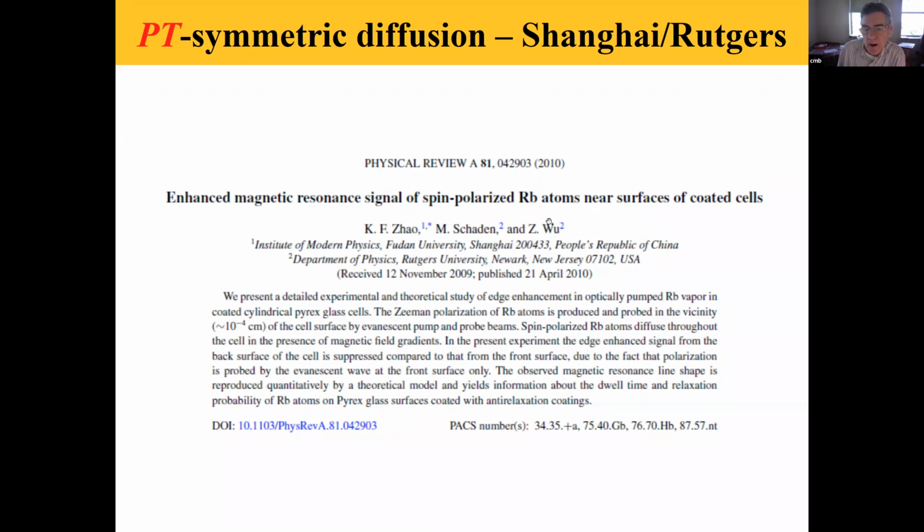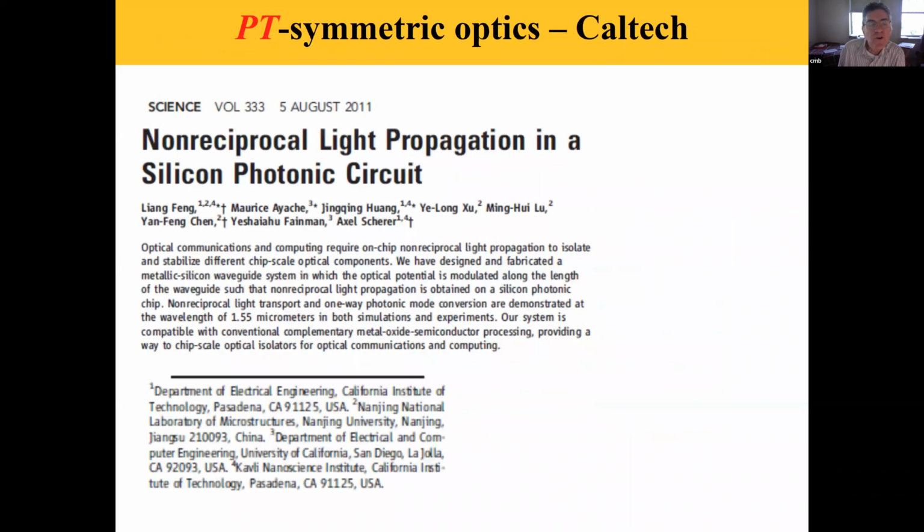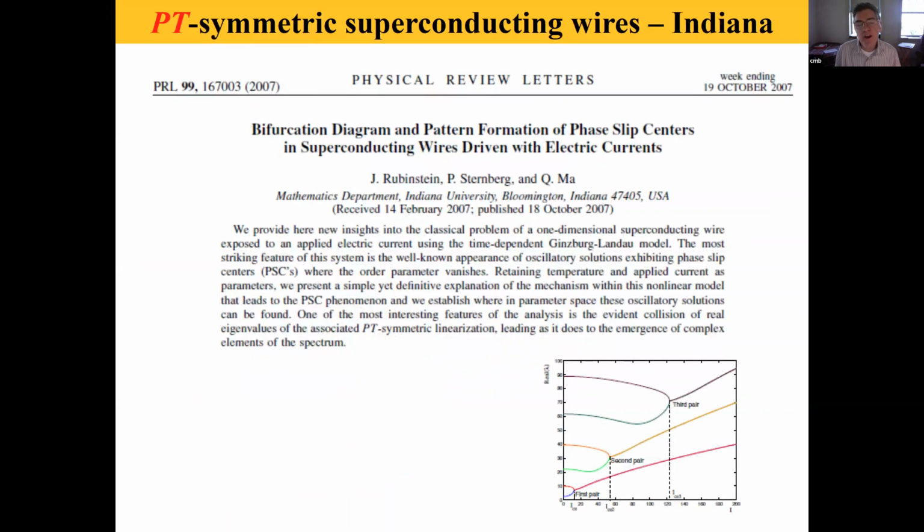Okay, this is a study of non-reciprocal light propagation in a silicon photonic circuit. This is work done in Indiana on PT-symmetric superconducting wires. And again, you see the same picture that I showed you. Here we have two energy levels coming together and then becoming complex. This is a plot of the real energy level.